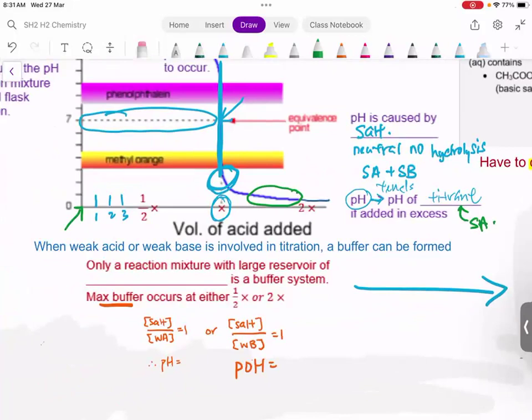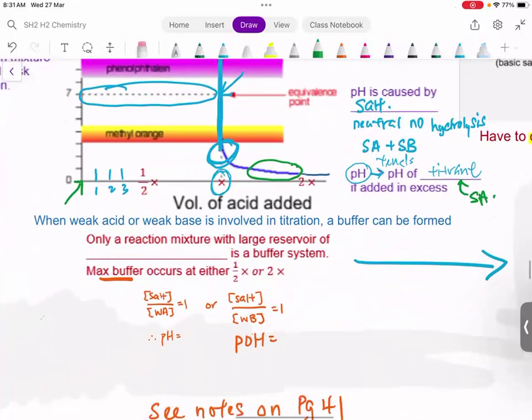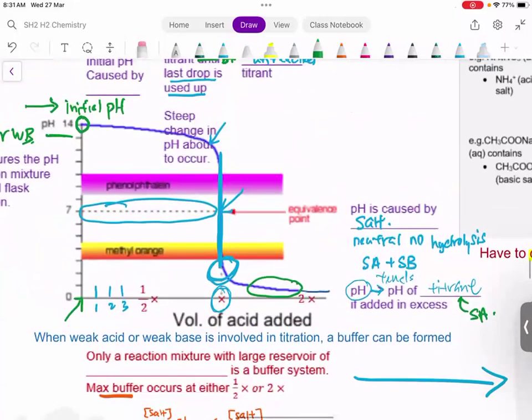All right, so next part. Let's look at the bottom of this part. When weak acid or weak base is involved, for this titration curve, will you be able to form a buffer? No, because this titration involves strong acid and strong base. There's no weak acid, no weak base, so there's no buffer at all in this titration curve. Later on, the graphs that I'm going to ask you to work with have a buffer region. I need you to help me identify where the buffer region is.